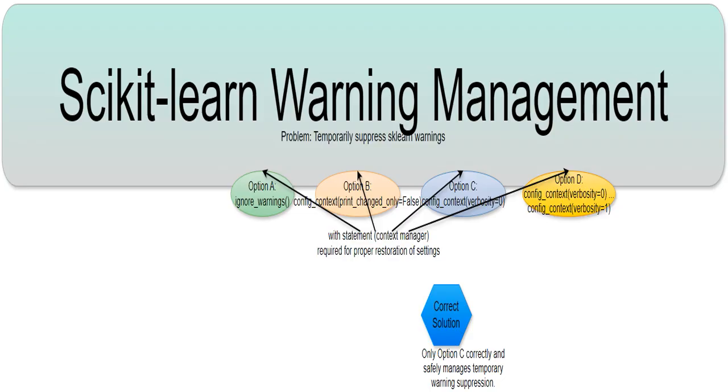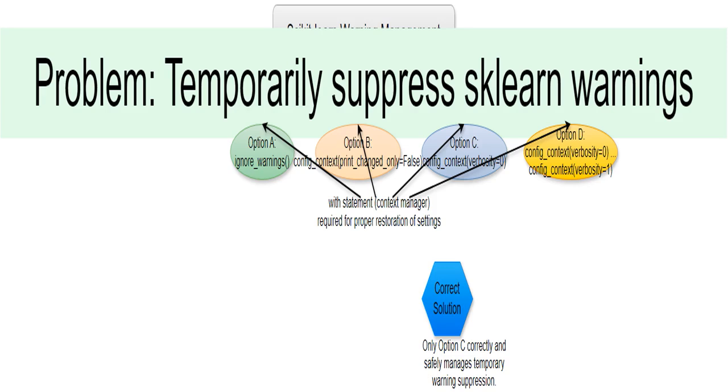This section introduces the overall topic: managing warnings in the scikit-learn library, a popular Python machine learning tool. I'll show you how to control the warnings temporarily, which is useful when you're running lots of code and don't want warnings to clutter your output. The core problem is to temporarily quiet down warnings from scikit-learn, sklearn, without permanently changing your settings. This is important because some warnings can be useful, and you only want to suppress them when needed, for example during a specific part of your code.